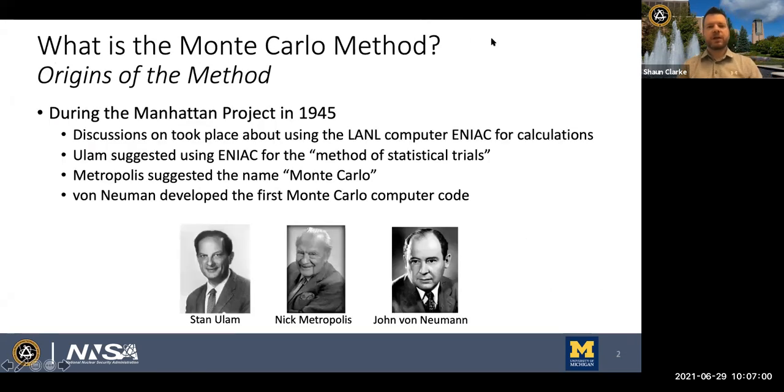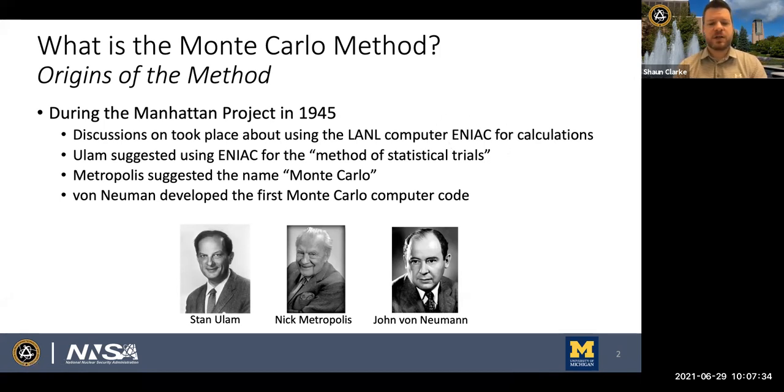So first and foremost, what is the Monte Carlo method? It takes its origins in the Manhattan Project. So back in the mid 1940s, there were scientists that were interested in performing numerical simulations to help in design of the weapons they were working on in that time. So there were some discussions happening at Los Alamos National Lab, and there was a supercomputer there. This ENIAC acronym you see over here is the supercomputer of the time.